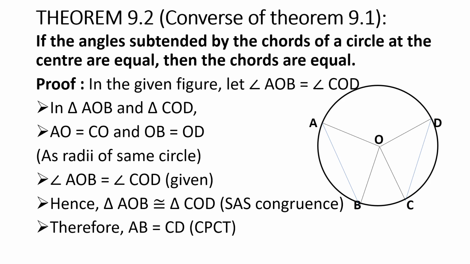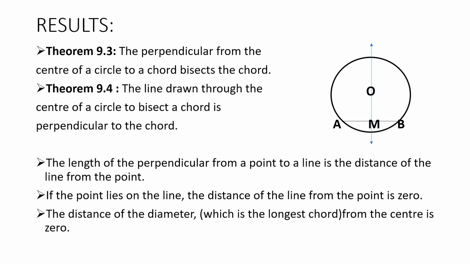So again, in triangle AOB and triangle COD, AO is equal to CO and OB is equal to OD. Why? Because they are the radii of the same circle. Angle AOB is equal to angle COD is given to us. So by the SAS congruence criterion, triangle AOB is congruent to triangle COD. Hence by CPCT, sides AB and CD, means the chords AB and CD, are equal. Now some results which will be useful in the examples.